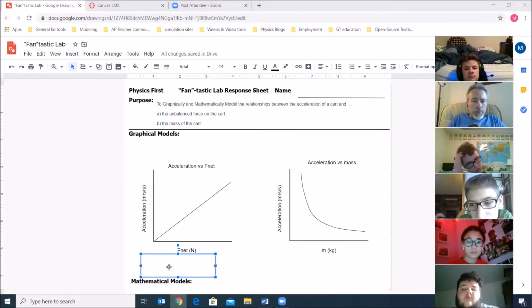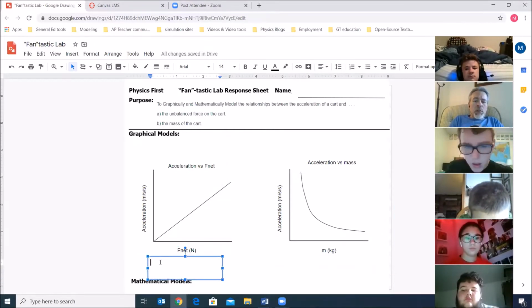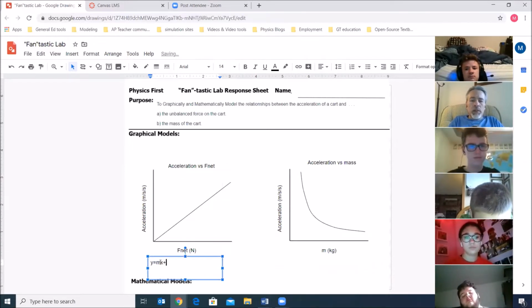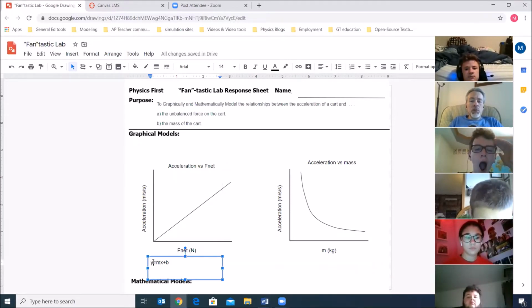Put it up here. For this first graph right here, I'm not going to put y equals mx plus b. Well, at first I will. How's that? Y equals mx plus b. But I need to put in what the y-axis really is. The y-axis really is acceleration, so I'm going to use the letter A.